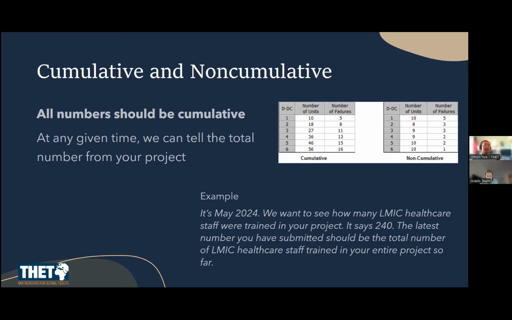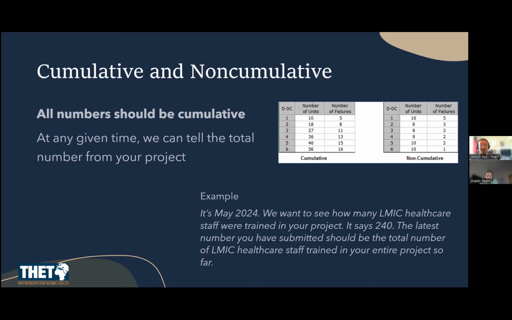It's obvious for this first reporting period because there's only one number. It's everything you've done until now. But the next reporting period, which will be between October to April next year, please submit the number that is everything you've done up until April next year. So don't put the number of everything you did between October to April.